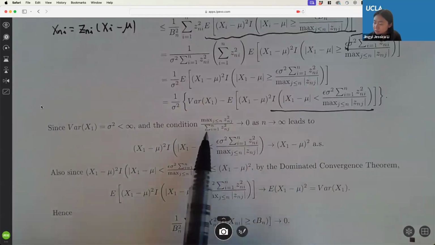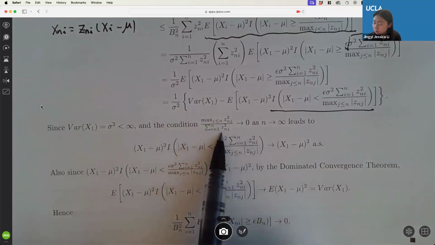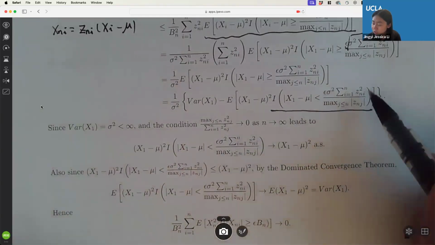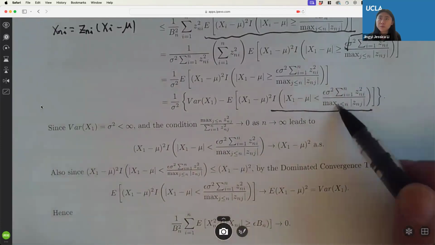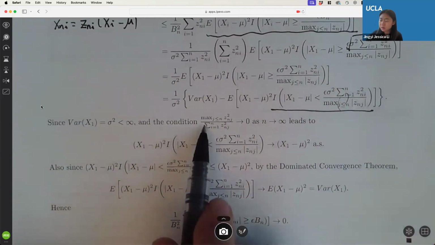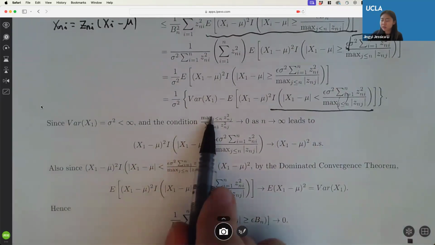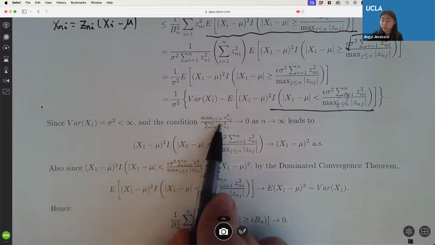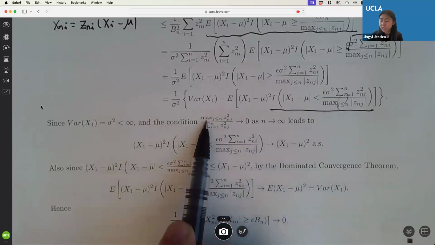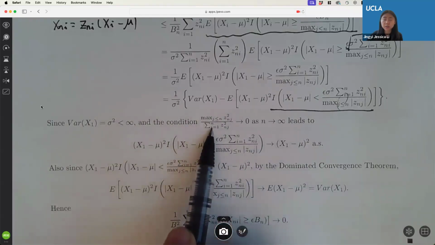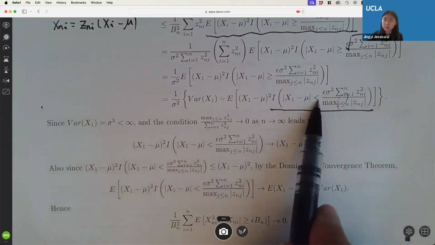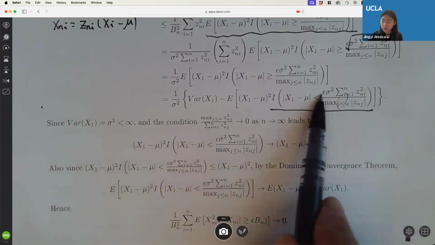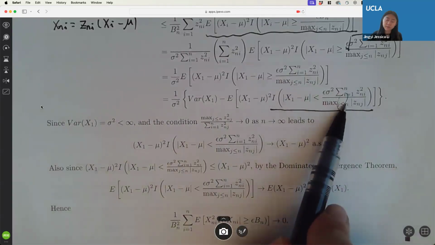Essentially, the condition here will tell you that this term is going to what? It's going to infinity, right? Because we just reversed the inverse, the denominator and numerator. Before, in the condition, we have max over sum going down to 0. And here, in this upper bound in the indicator function, it is sum over maximum. So this will go to infinity.